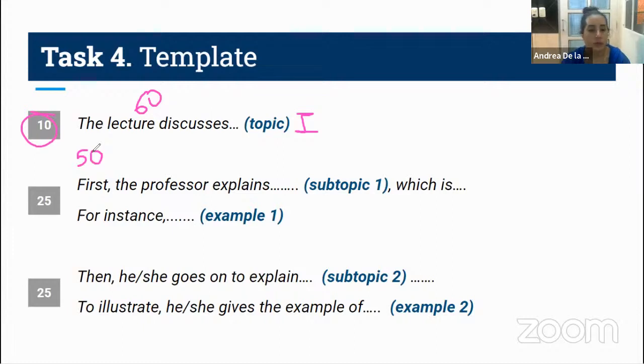All right. So you have 50 seconds to explain the two topics and the two examples. The ideal way would be to organize them 25-25. So you spend 25 seconds on the first subtopic with its example and the other 25 on the second one, right?